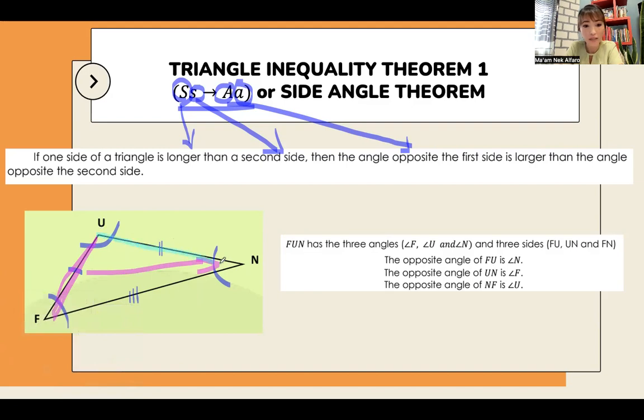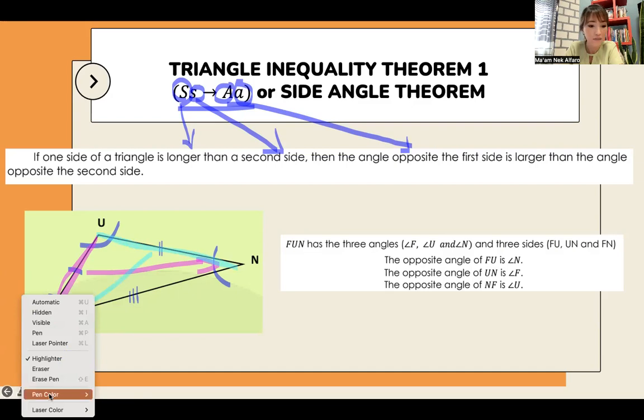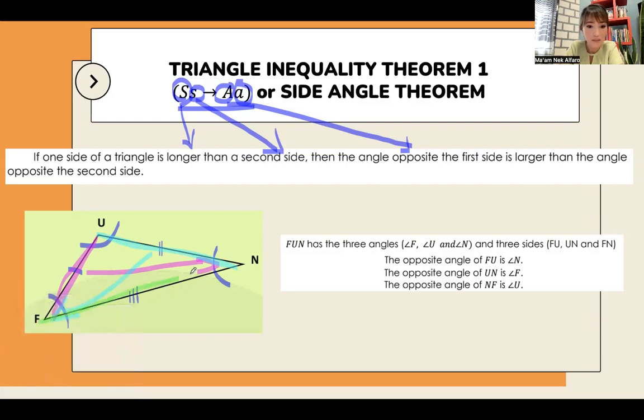Segment UN, this one. Which is its opposite angle? Yes, we have angle F. How about segment NF? Segment NF, this one. Which is its opposite angle? Yes, correct. That is angle U.